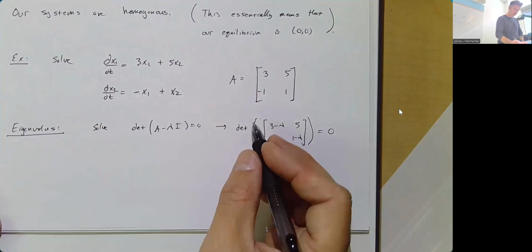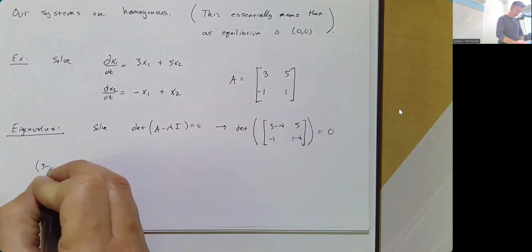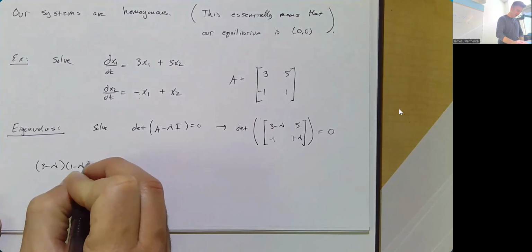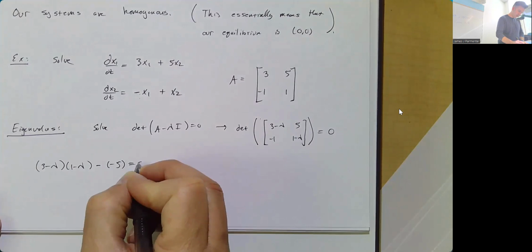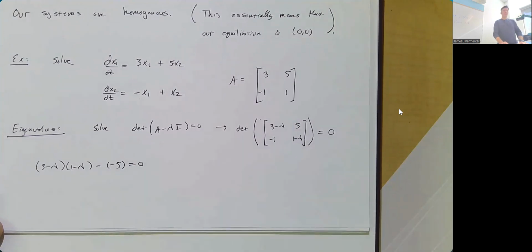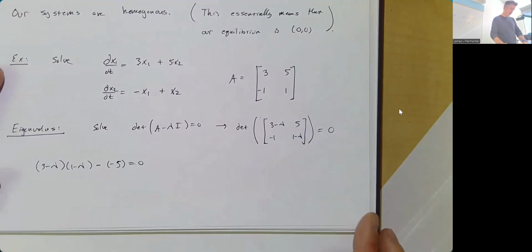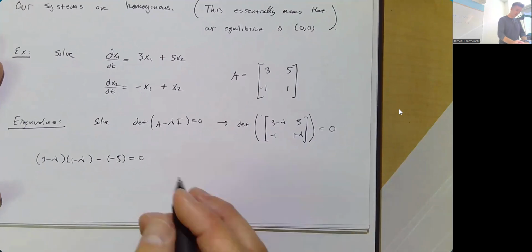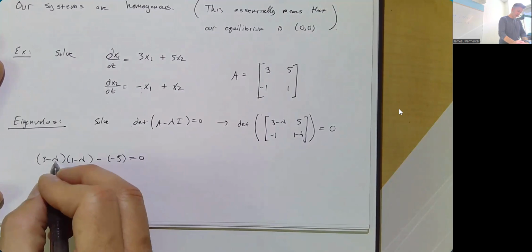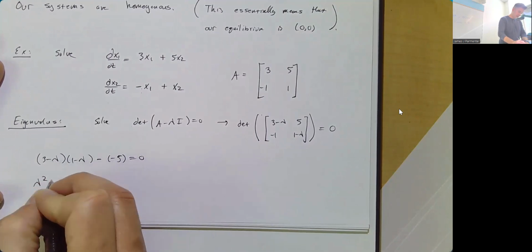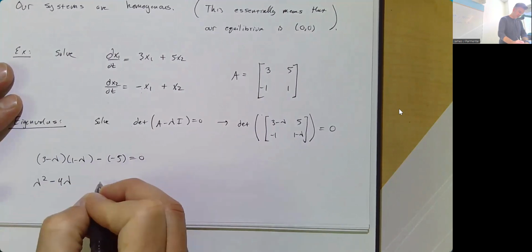So the determinant is going to be (3 minus lambda) times (1 minus lambda) minus negative 5 equal to 0. I might have lucked out and picked something nice. You'll never know. We'll find out in a second here. So let's see. Multiplying this out, you're going to get lambda squared minus 3 lambda minus lambda is minus 4 lambda, and plus 5 equals 0.